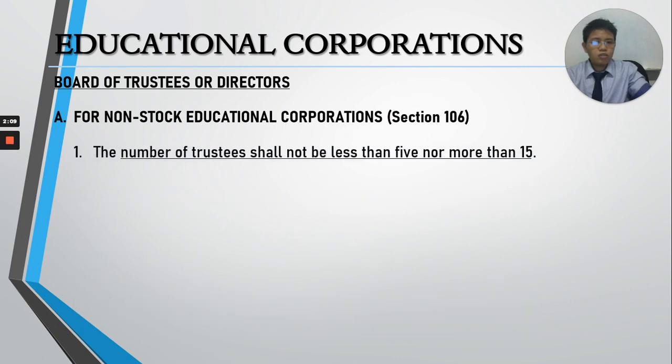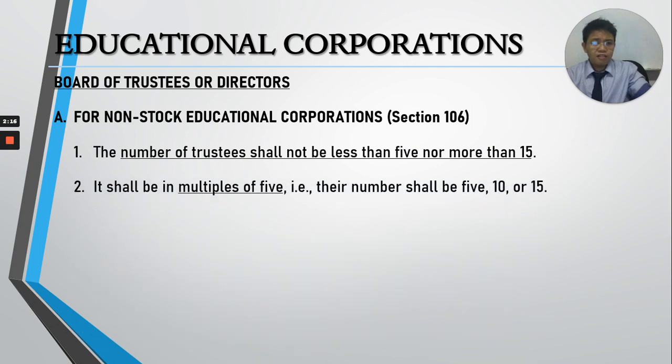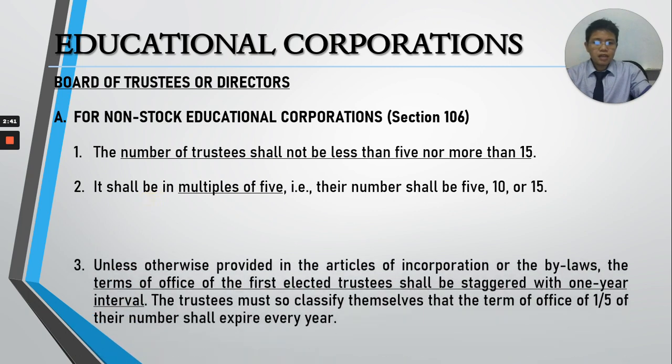So for non-stock educational corporations, trustees shall not be less than 5 nor more than 15. They shall be in multiples of 5, meaning the number should be 5, 10, or 15. So obviously, hindi pwedeng 8, hindi pwedeng 9. Kahit na favorite number yung 7, anniversary nyo ng inyong boyfriend. Wala akong pakialam. Pagdating sa educational corporation, remember, it should be only 5, 10, or 15. Hindi pwedeng iba. What else?